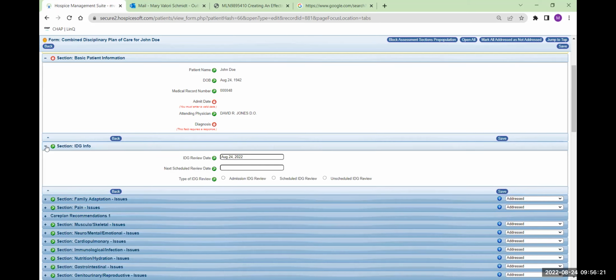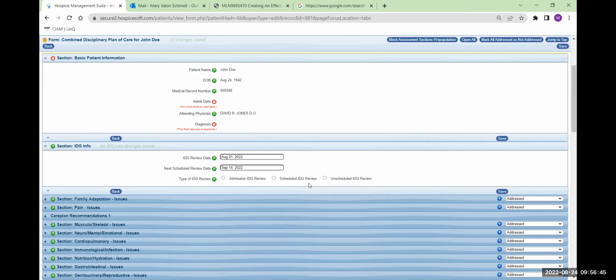When we click the IDG info box, it's going to tell us whatever the date is today. Is that the day of team? If you're doing this note before the day of team, then just fix it. So our team is next week. So we're going to say August 31st, right? Is the IDG review date. And the one after that is going to be September 14th.